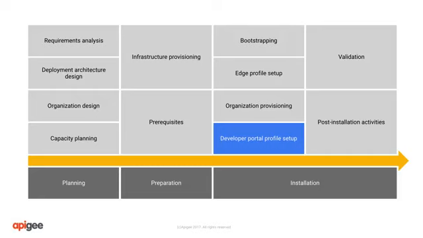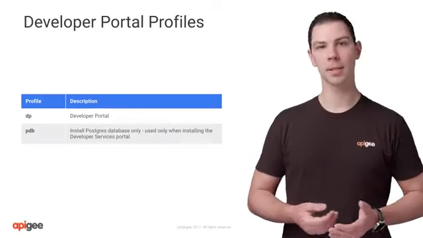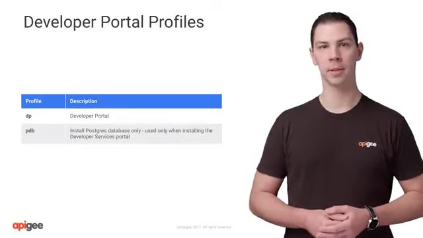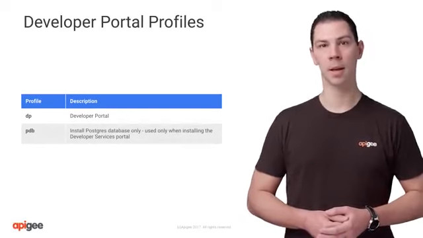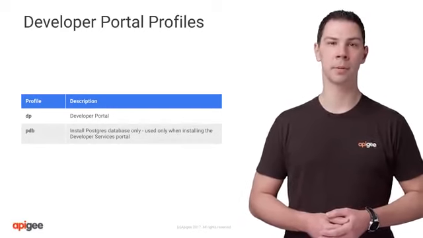The developer portal must be installed after organization provisioning, as it depends on the existence of an organization in order to complete. The process to set up developer portal profiles is the same as the one we used to set up Apigee Edge profiles. Here are the two profiles we will be using.